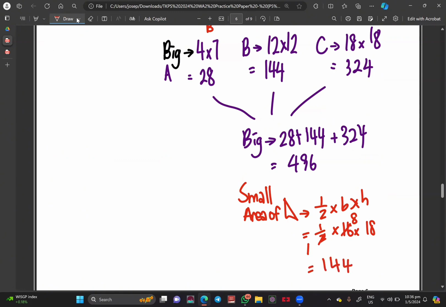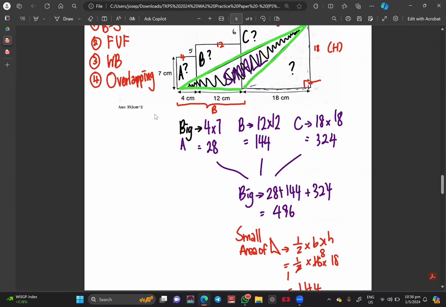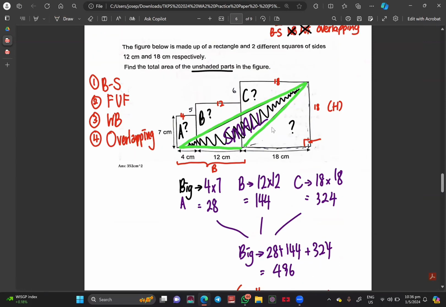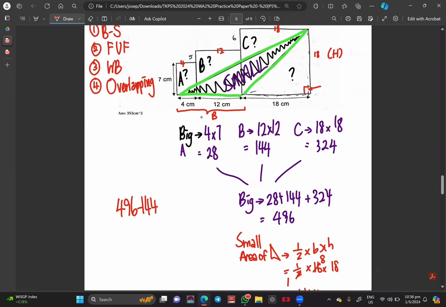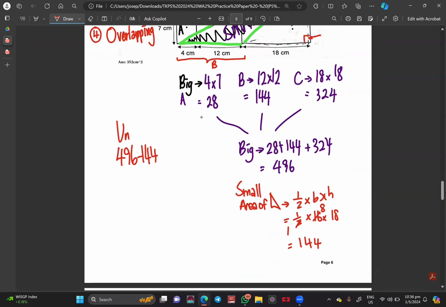Now the last part we are going to do is big minus away the small. We are just going to do 496 minus away 144. What am I trying to find? I'm trying to find the unshaded. So when I do 496 minus 144, we get an answer of 352 centimeters square, and therefore this is my answer for this question.